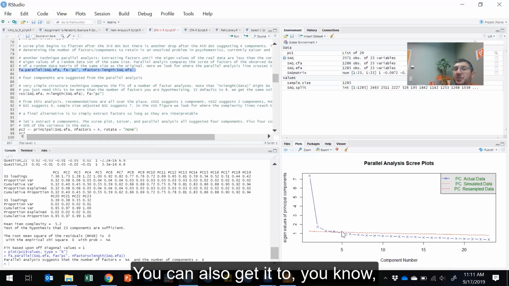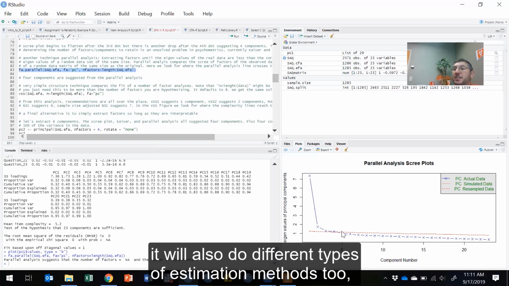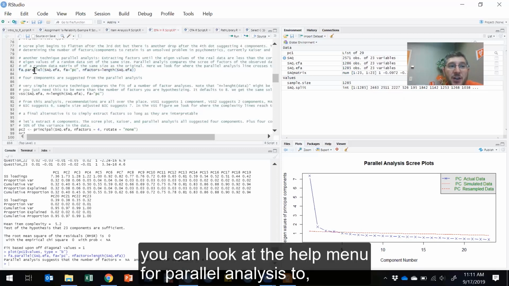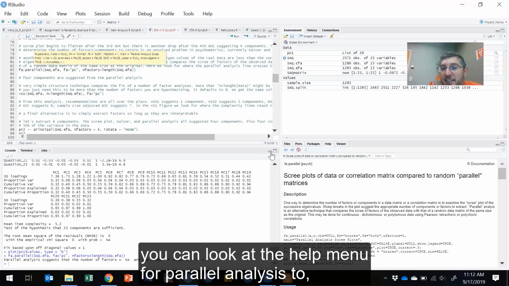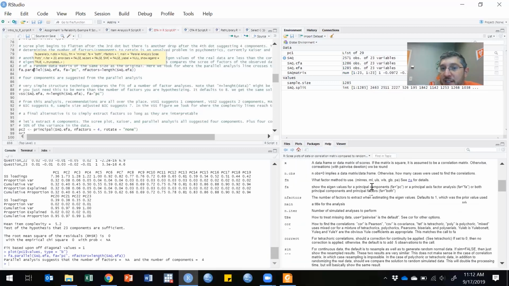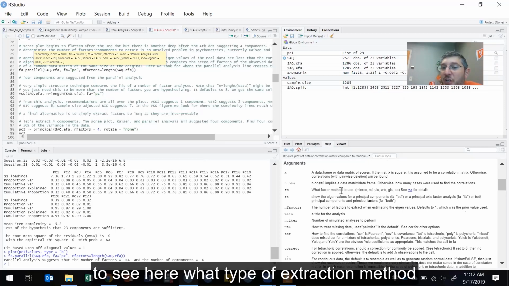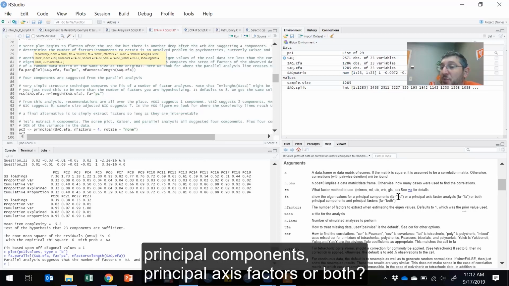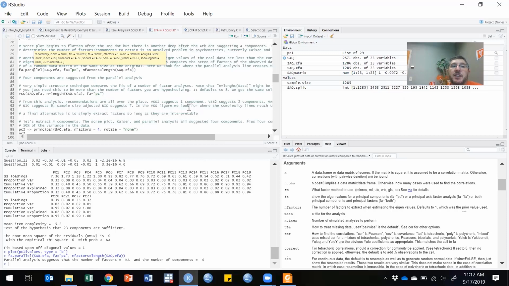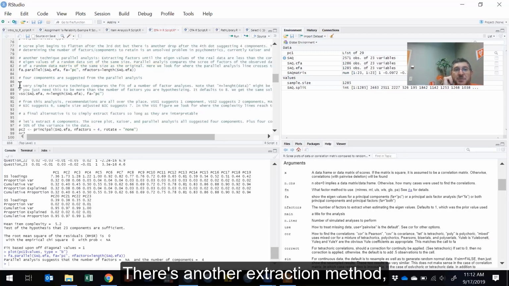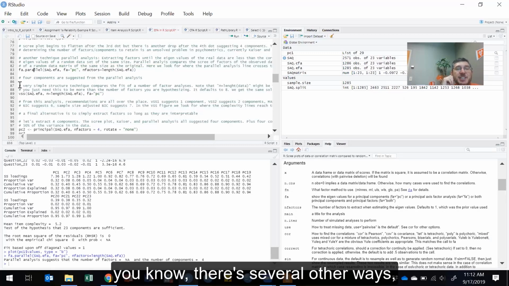It'll also do different types of estimation methods. You can look at the help menu for parallel analysis to see what type of extraction method you want it to use, and whether you want to show eigenvalues for the principal components, principal axis factors, or both.